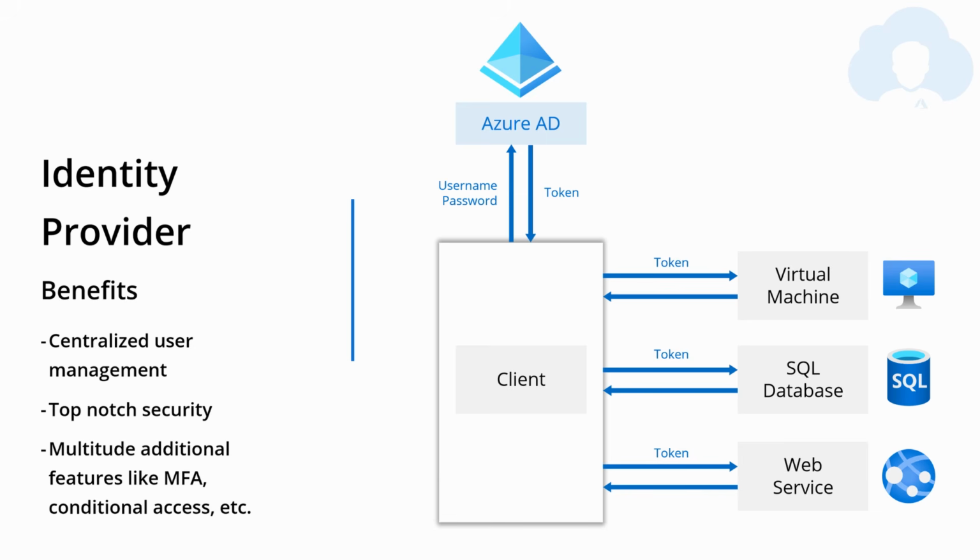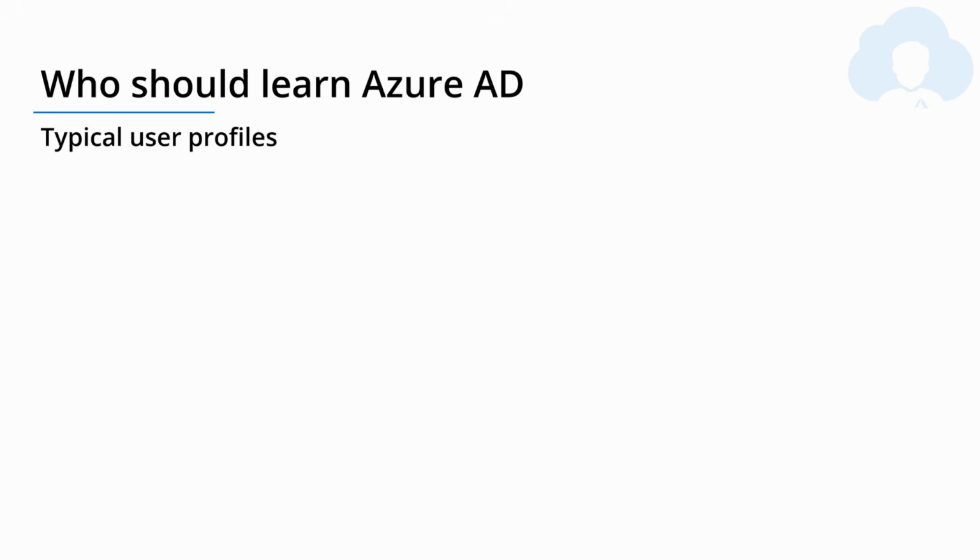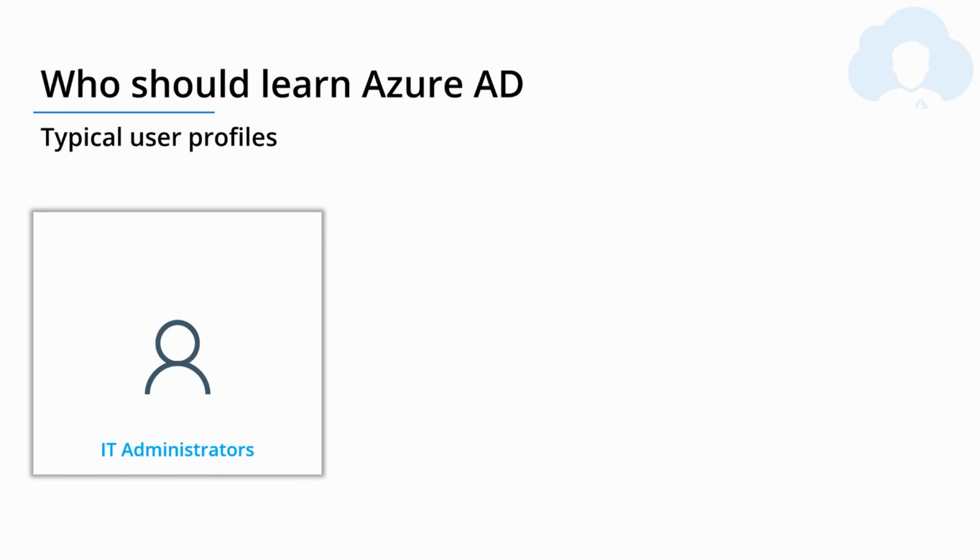So to summarize, Identity Provider is a centralized service that allows you to implement identity management for your applications in a single place and reuse them across more applications and services. Now that we know what it is, let's talk about who should learn about Azure AD. First of all, IT administrators, because they are the ones who will be configuring the multi-factor authentication, synchronizing your users with your on-premises, because they are the ones who will need to protect your users and your organizational assets, and Azure AD has a lot of features to help with that.